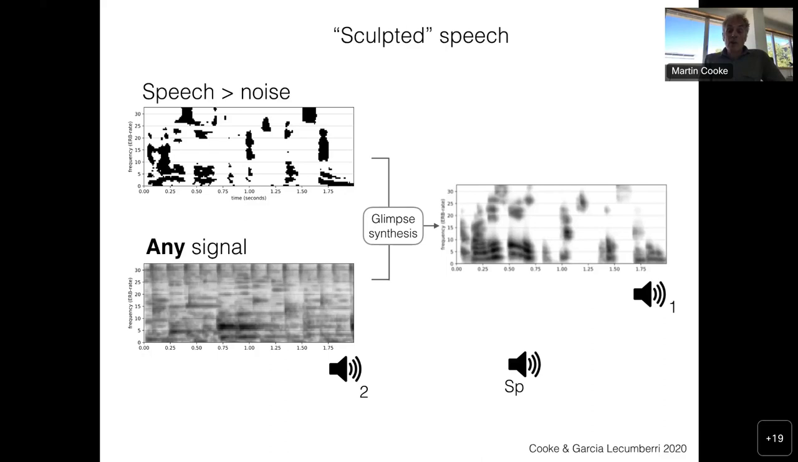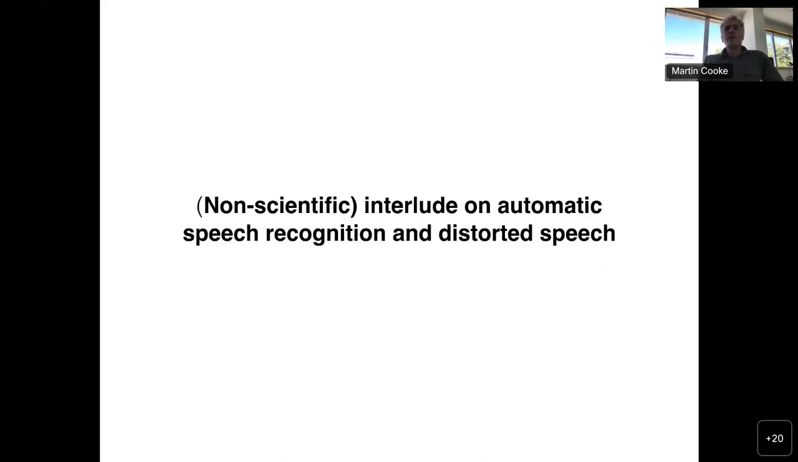Well, a Spanish example as well. I mean, knowing now that as you do that, that's music, you could probably tell there's a bit of music in there. That was actually a Wagner opera that was sculpting that bit of speech. Okay, so that's all I want to say about the background to different types of distortion.